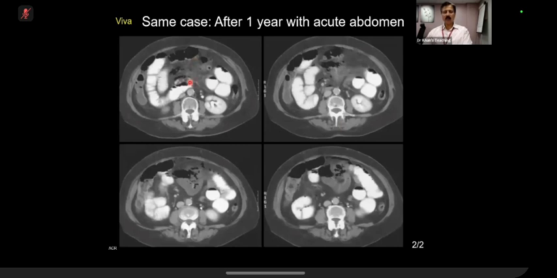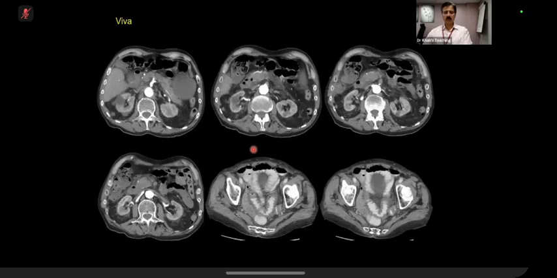And then, so this is not free air. This is air within the mesentery. And classical findings of jejunal diverticulitis. Okay, last few films. This is a case of ischemic bowel.